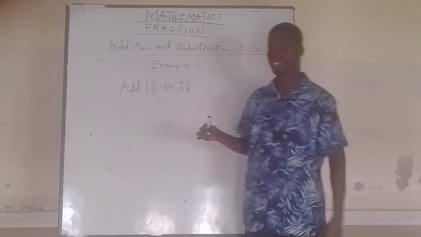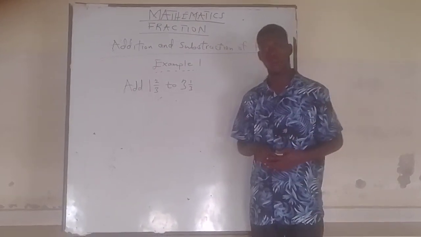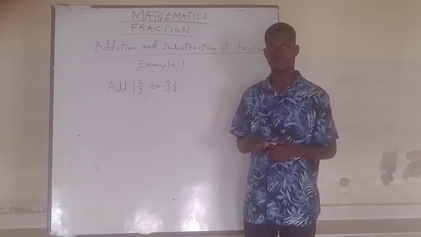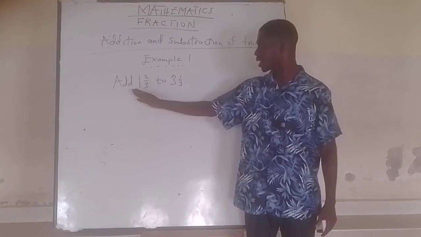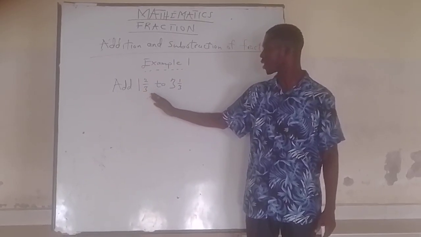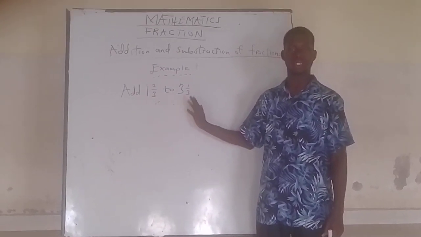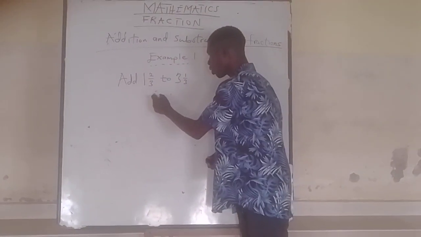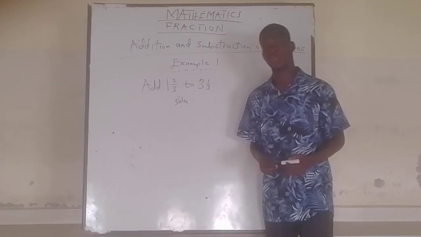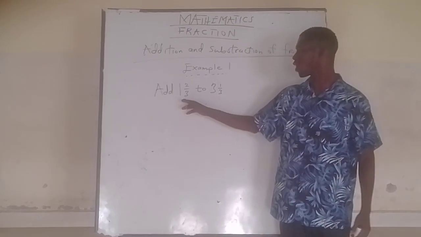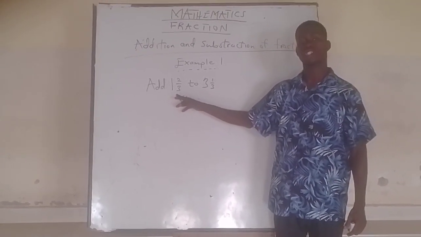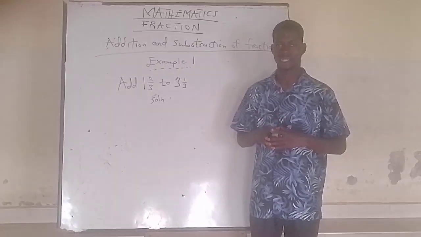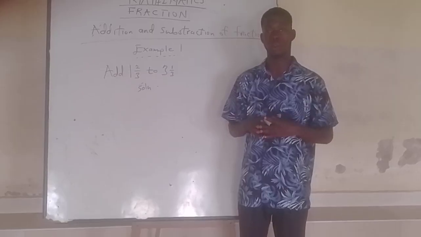Now, let's deal with example number 1 concerning addition and subtraction of fractions. The question says, add 1 whole number 2 over 3 to 3 whole number 1 over 3. Okay, so solution. This is a mixed fraction, so we're supposed to change it to an improper fraction.